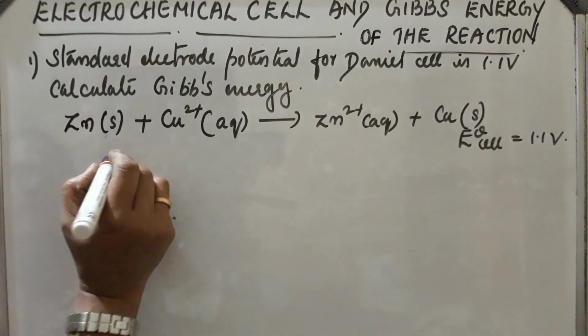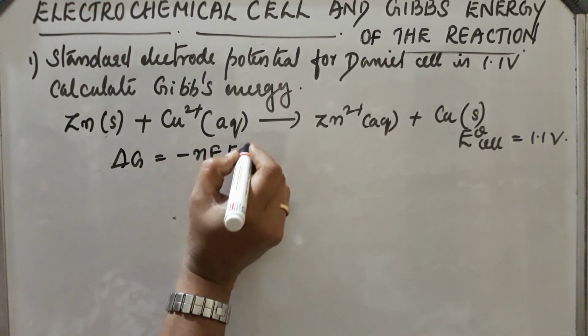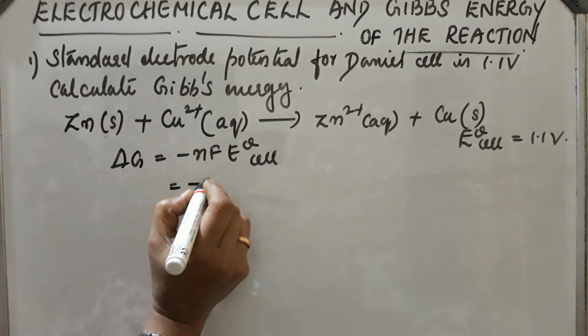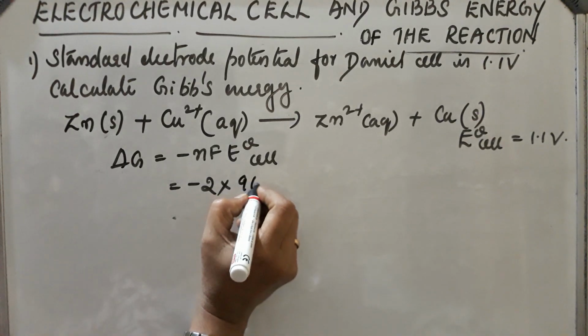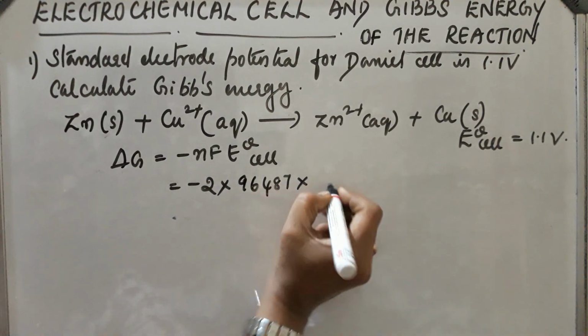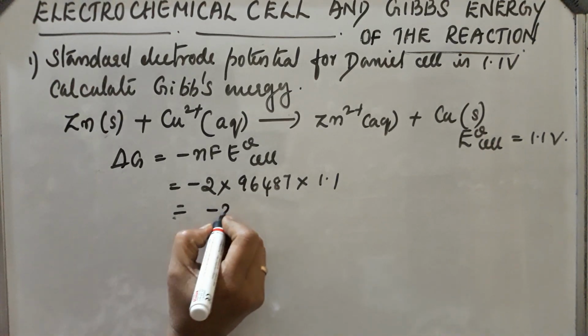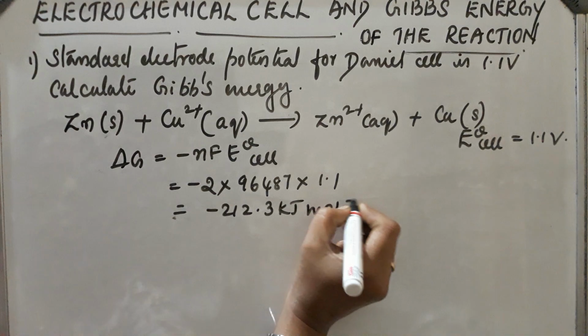Now, what about delta G? It is equal to minus nF E standard of cell. What about n? n is 2. F is 96487, into 1.1. So, what will be the value? Minus 212.3 kilojoule per mole. So, this is the first problem.